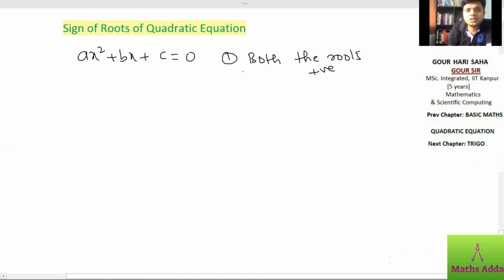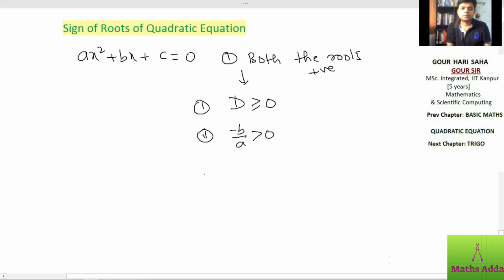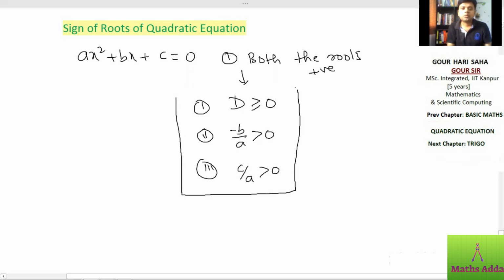When both the roots are positive, alpha is positive, beta is positive. So what will be D? The roots are real, right? When I say positive, it means real. So D should be greater than or equal to 0, first condition. Second, if alpha and beta are both positive, the sum of roots should be positive, that is minus b by a should be positive. Third, if alpha and beta are both positive, alpha into beta is positive, that is c by a should be positive. This is the condition for both the roots to be positive.